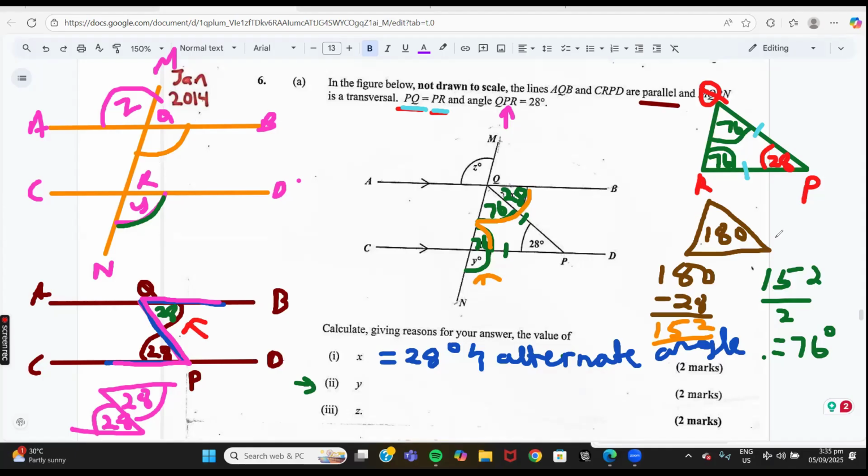So we just found the angle at R using the isosceles triangle rules. So this angle here is 76. What is the size of angle Y?